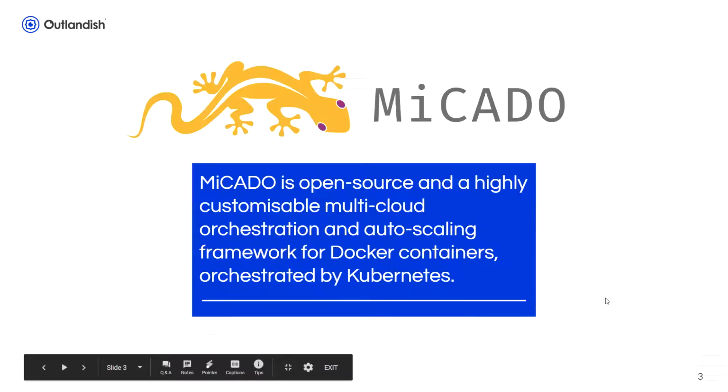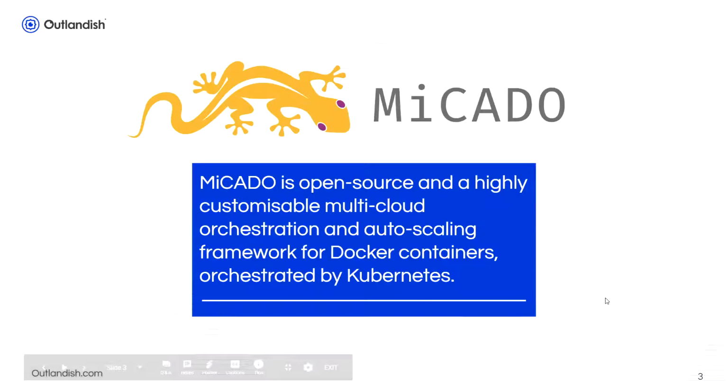And in fact, I'm going to talk about Mikado, because Mikado is that framework. So Mikado was what was produced by Project Cola, and it's now on version 0.7.3. So it's still in its early stages, but there's a lot there, and I'm going to be talking about that. So Mikado is an open source and highly customizable multi-cloud orchestration and auto-scaling framework for Docker containers orchestrated by Kubernetes. So a lot of words, quite complicated, but hopefully I can break it down for everyone.